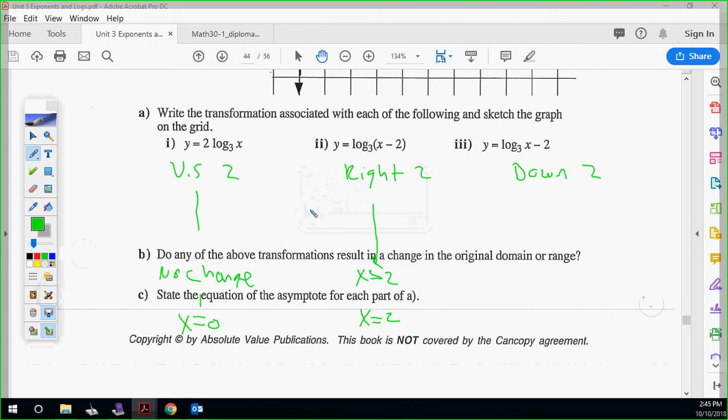Does this one change at all by moving it down? No, because our y is all reals. So moving up and down the all reals doesn't change anything. So this one right here would still be no change, and then x equals 0.